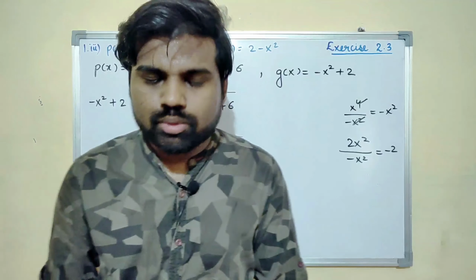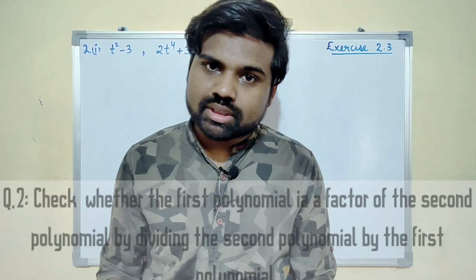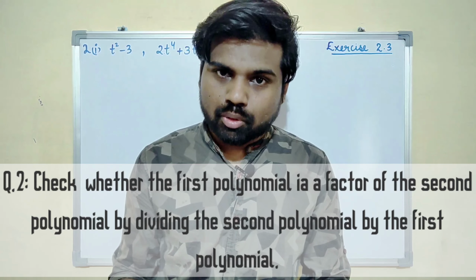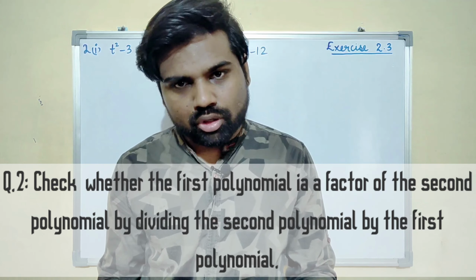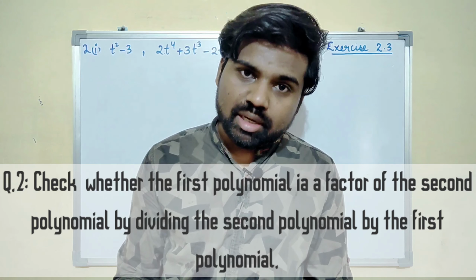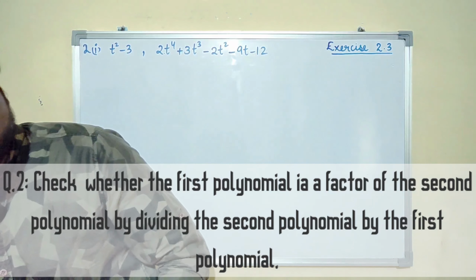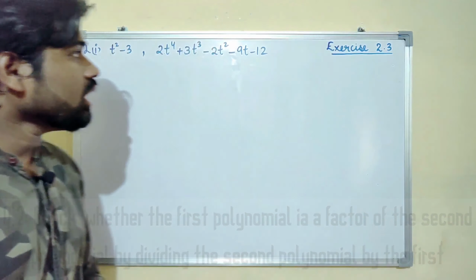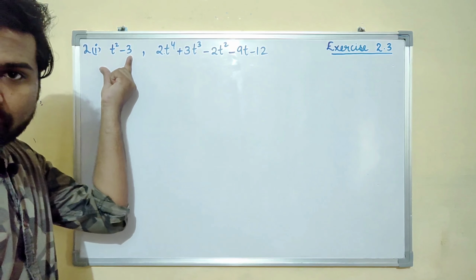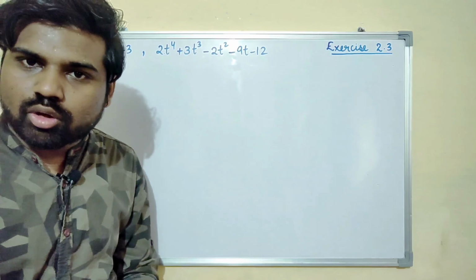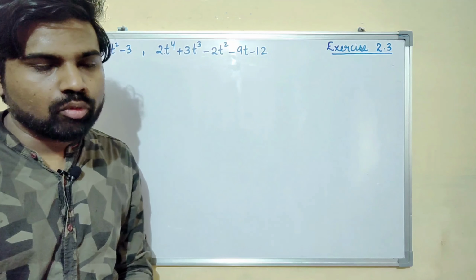Now let us see the second question of this exercise. The second question says, check whether the first polynomial is a factor of the second polynomial by dividing the second polynomial by the first polynomial. See, this is a very simple question. What are they asking? They are asking whether the first polynomial is a factor of the second polynomial. Check it by dividing.